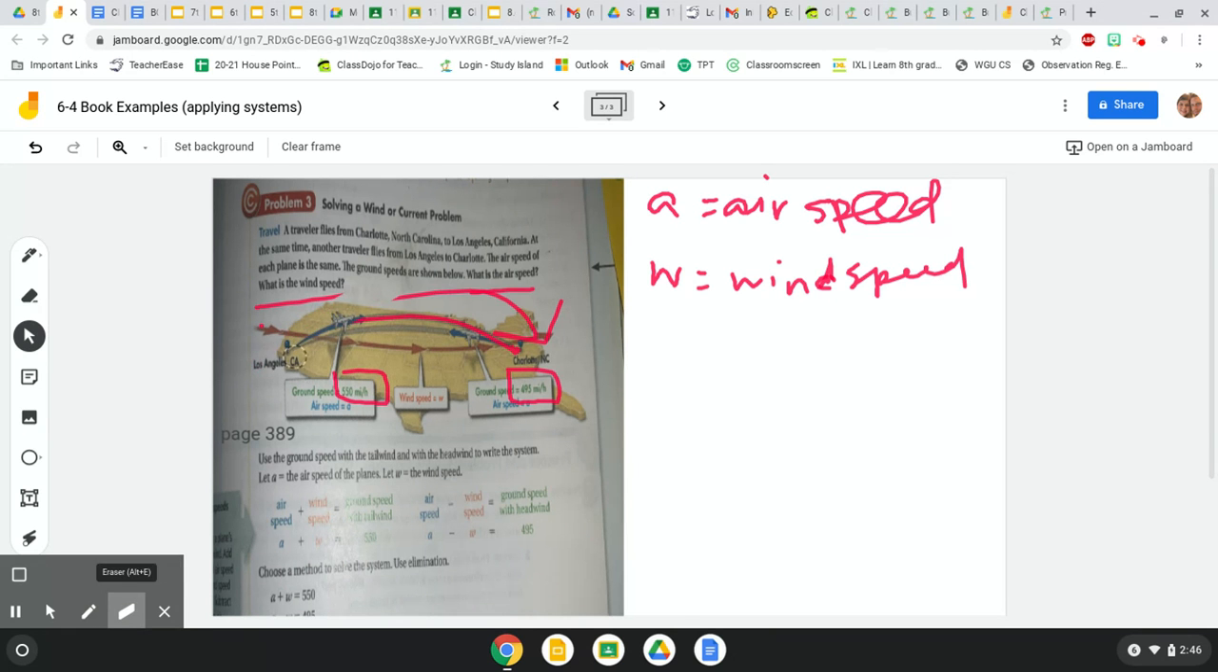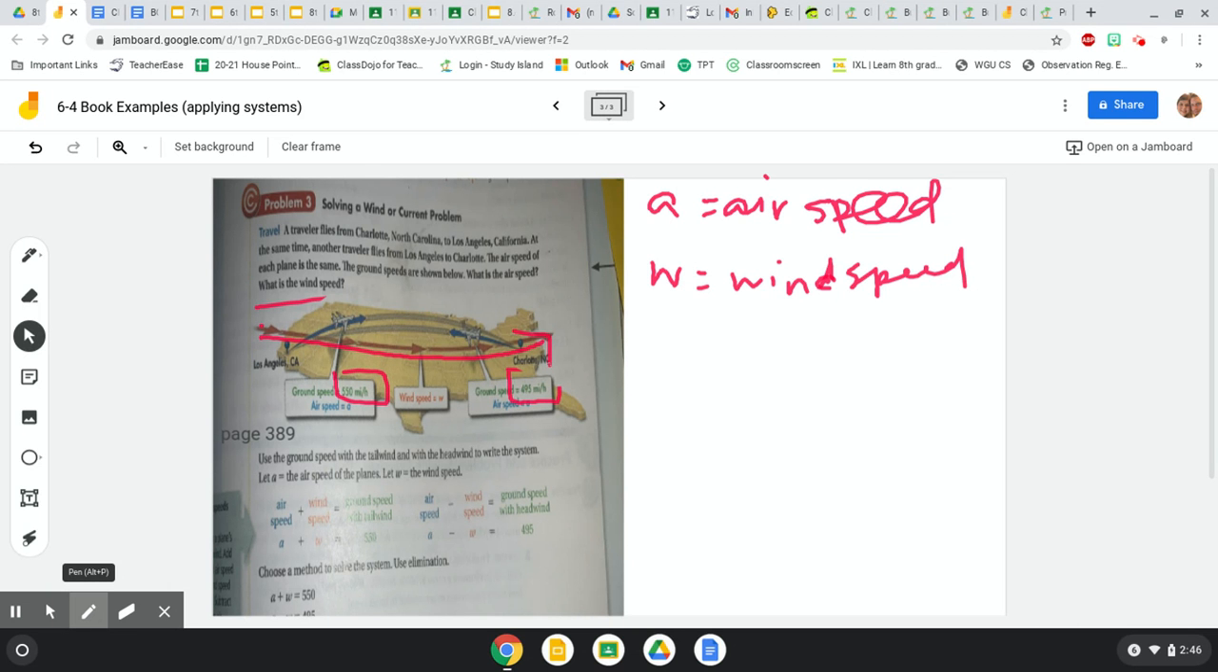Let me erase my arrows. It's that red arrow and it's moving from left to right. Okay, so from the west to the east coast. So that's the wind. So we have to determine if we're going against the wind or going with the wind.